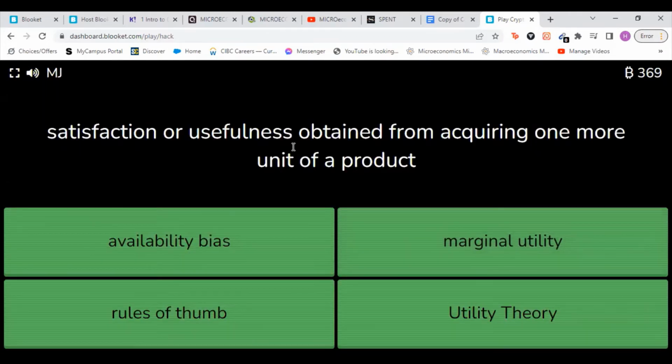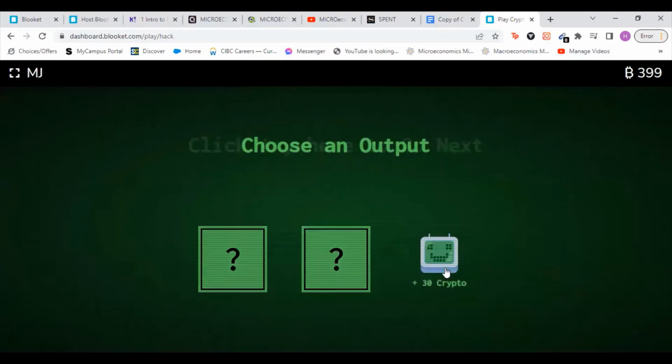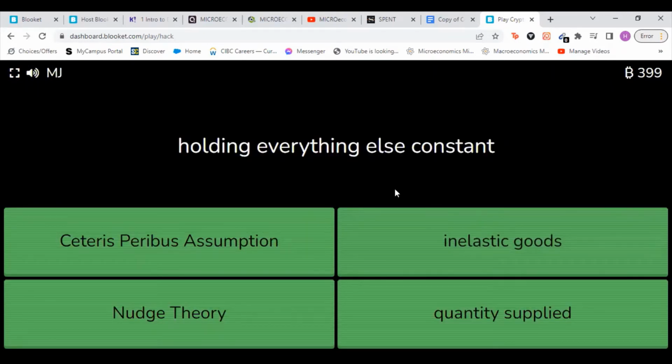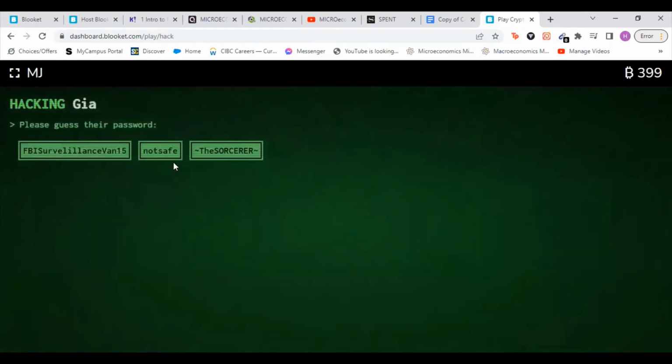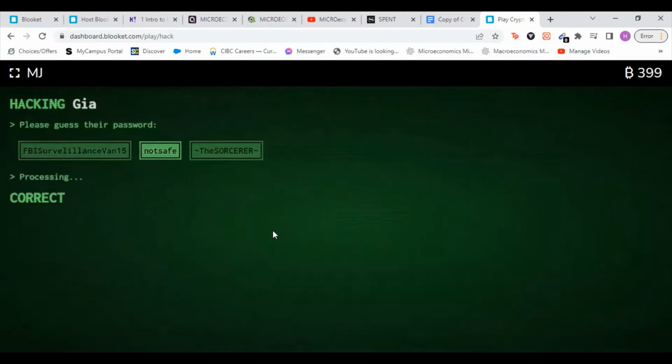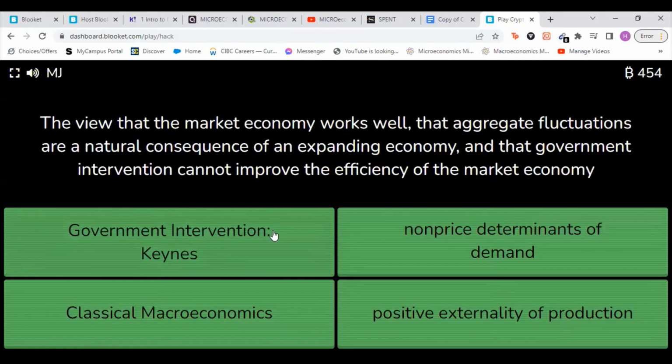Satisfaction or usefulness obtained from acquiring one more unit of a product. Marginal utility. Excellent. Holding everything else constant. Ceteris paribus assumption. Excellent. The view that a market economy works well, that aggregate fluctuations are a natural consequence of an expanding economy, and that government intervention cannot improve the efficiency of a market economy. Classic macroeconomics. Excellent.